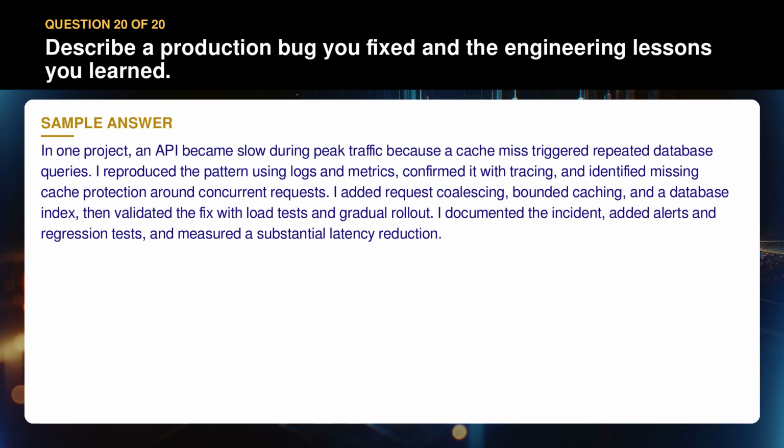Question 20. Describe a production bug you fixed and the engineering lessons you learned. In one project, an API became slow during peak traffic because a cache miss triggered repeated database queries. I reproduced the pattern using logs and metrics, confirmed it with tracing, and identified missing cache protection around concurrent requests. I added request coalescing, bounded caching, and a database index, then validated the fix with load tests and gradual rollout. I documented the incident, added alerts and regression tests, and measured a substantial latency reduction.